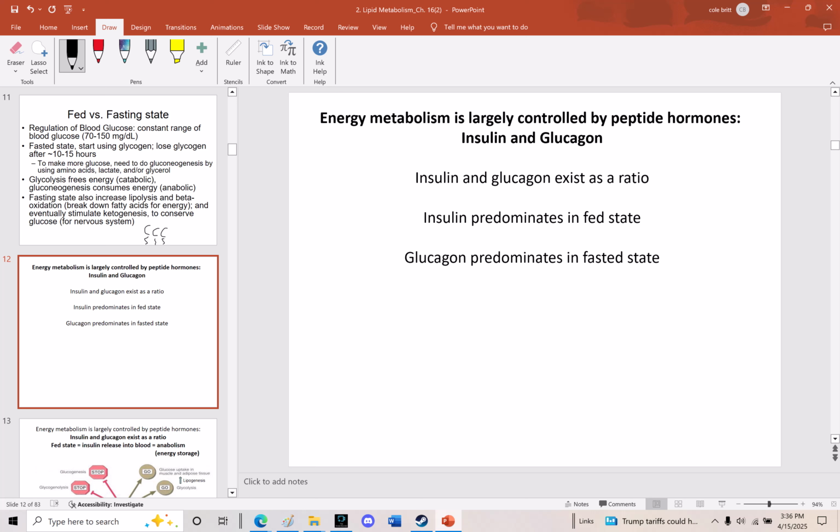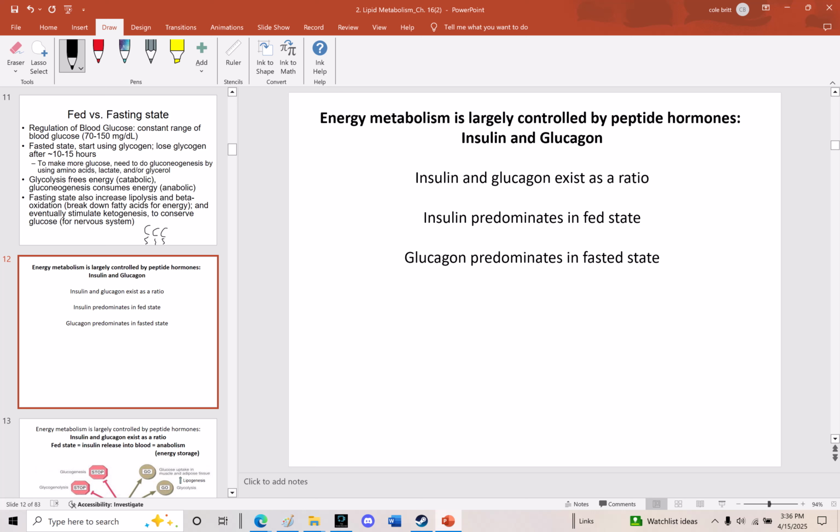All right, so insulin and glucagon, just like they control glucose, they also control these pathways for lipids. So it's not just for carbohydrates. Insulin and glucagon will stimulate or inhibit lipid pathways as well. And as we know, insulin predominates in the fed state. Glucagon is the one that's going to dominate in the fasted state.